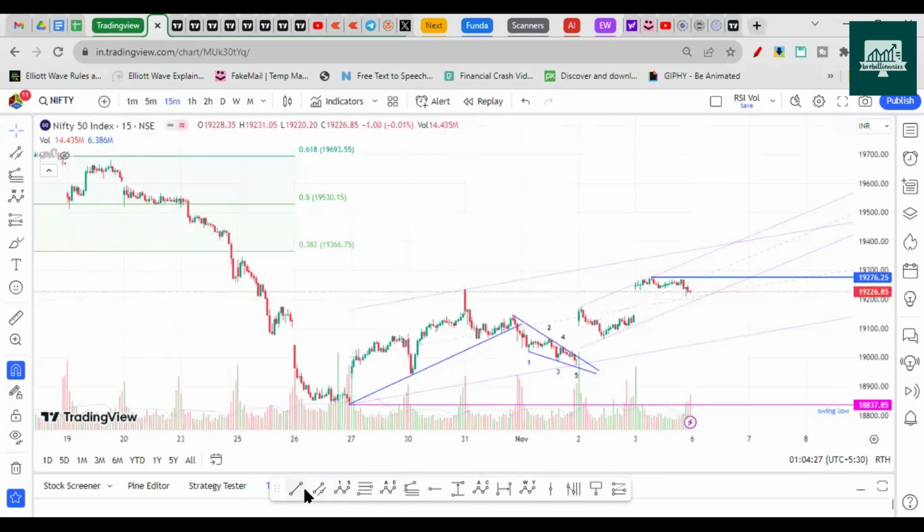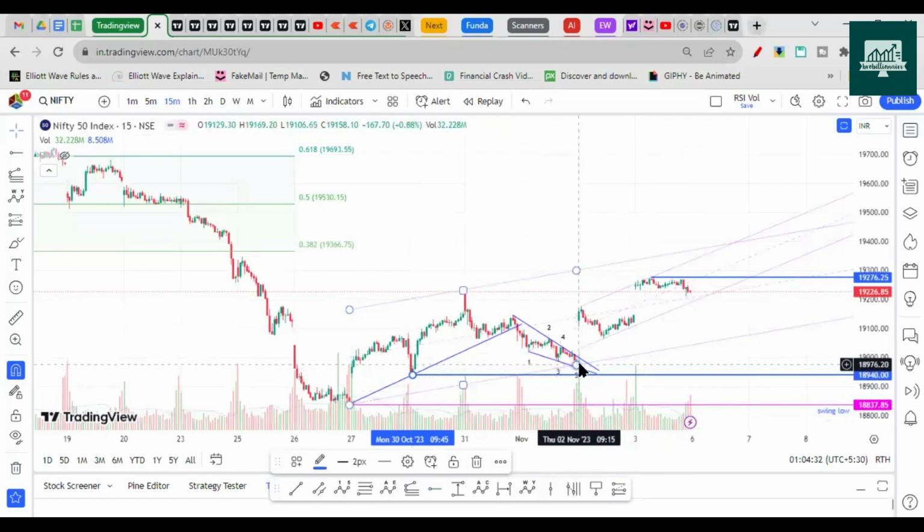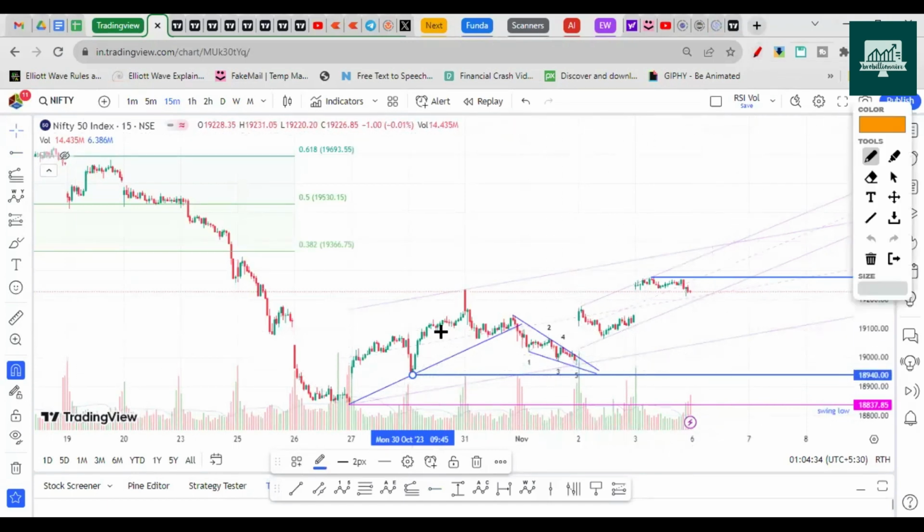So let's check that, right? So this was the low here, right? But this low did not get broken, and here you see on expiry day it made a wedge-like structure.